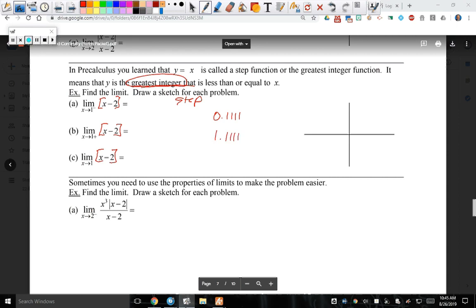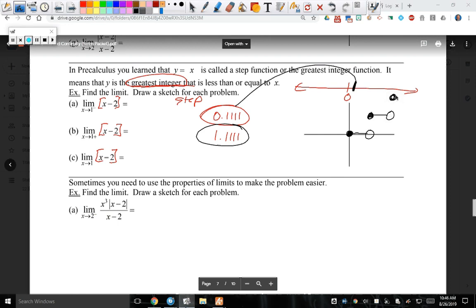So, let me ask you. What's the greatest integer that 0.1111 used to be? Let me say that again. On a number line, here's 0, and here's 0.111111, real close to 0. What was the greatest integer that 0.111111 used to be? 0. It used to be 0. What was the greatest integer that 1.1111 used to be? 1. So the graph will look like this. So this is 1, this is 2, and this is 3.